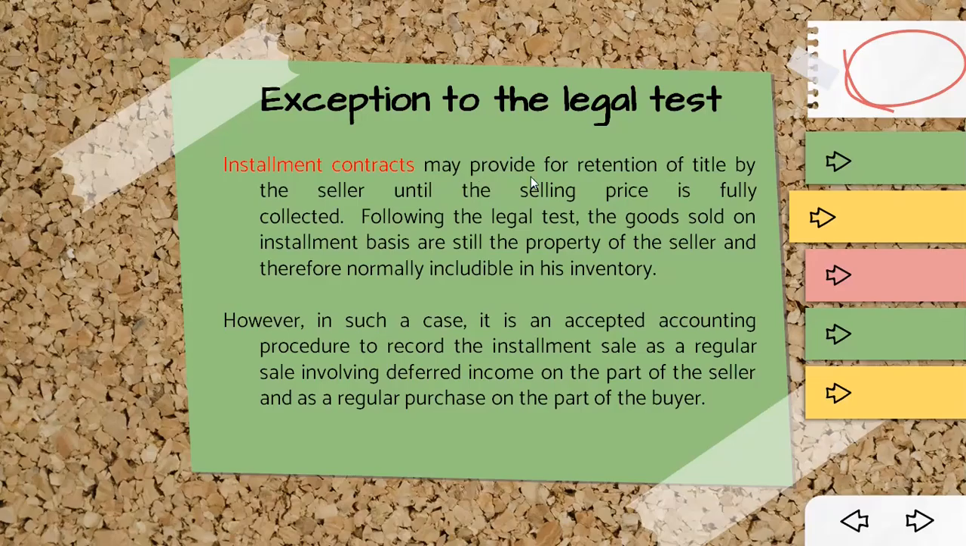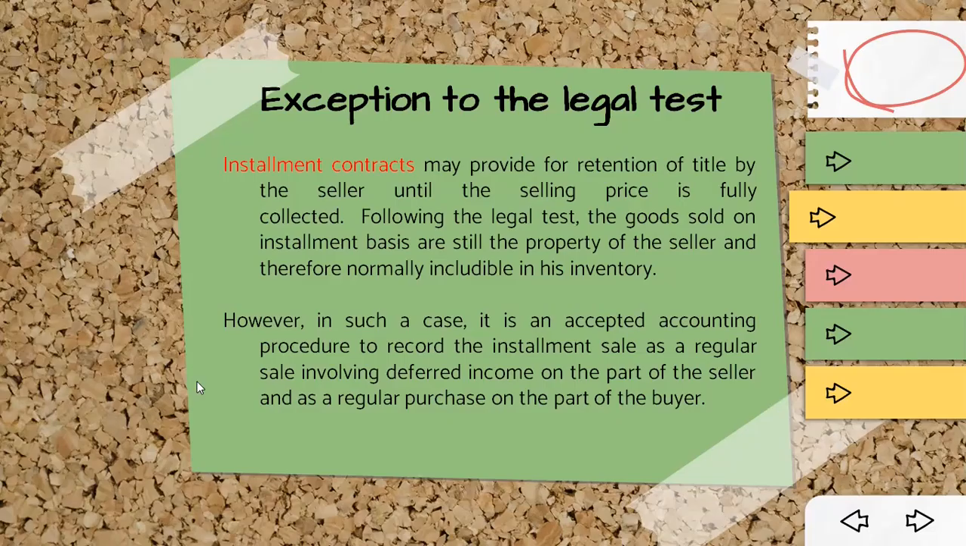Installment contracts may provide for retention of title by the seller until the selling price is fully collected. So following the legal test, the goods sold in installment are still the property of the seller and therefore normally includable in his inventory. Because the item is not yet fully paid, the seller still has something to hold on to. If the buyer fails to pay, the item will of course be repossessed.